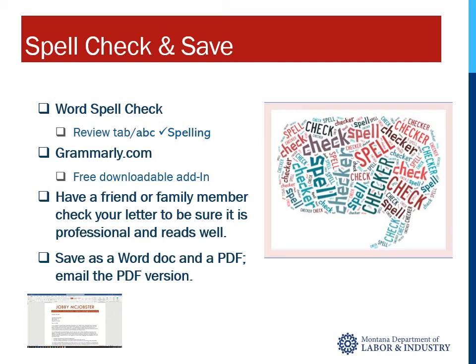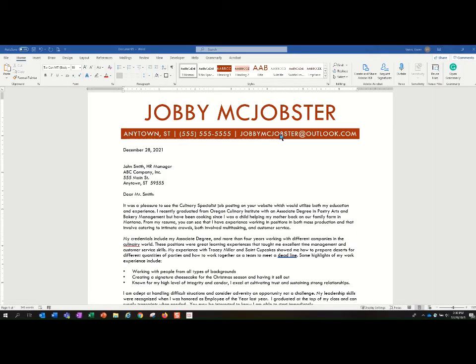Last but not least, we'll make sure that there are no errors. Save as a Word document as well as a PDF, and we want to make sure that we have a PDF version to send to an employer if we're going to email it to them. The last step is spell check, save, and print. Spell check is available in Microsoft Word, so we'll definitely run through that one.